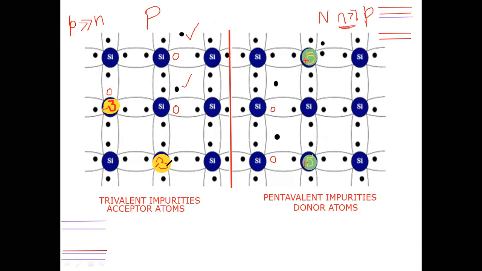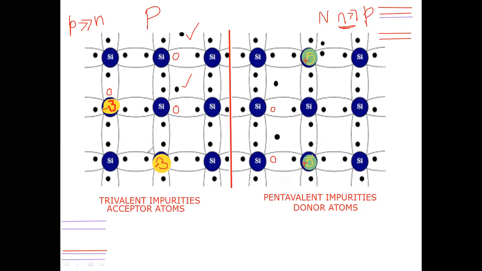Now this trivalent impurity atom is taking this electron to fill its hole. That's why it is taking a negative charge. Then it will become a negatively charged ion. Negative charged ion, it's not a negative charge atom. Ions don't move, and the atoms also don't move. Why? Because if they move, the atomic structure will totally collapse, right?